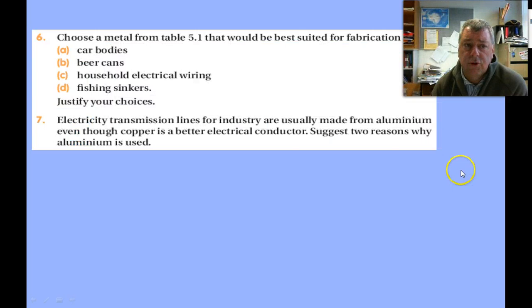So you should now be able to do questions 6 and 7 in the textbook. Question 6 uses that table, looks at why you would choose different metals for different things, and the next one looks at why all those power lines around the countryside are made of aluminium rather than copper. So have a go at those questions.